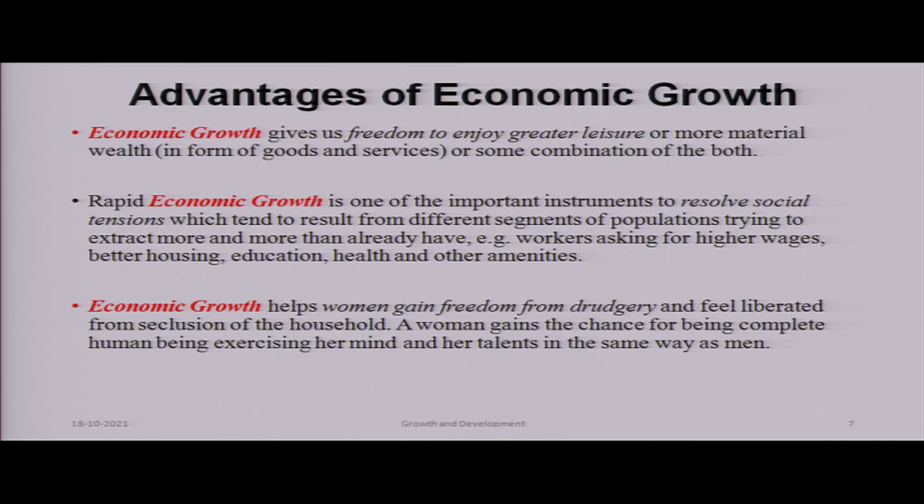Now we move on to the advantages of economic growth. Economic growth gives us freedom because we earn more, and it also helps us to be more humanitarian. It helps us to pass on our additional resources to the people who are marginalized, people who are not having enough resources. Rapid economic growth is one of the important instruments to resolve social tensions as well.